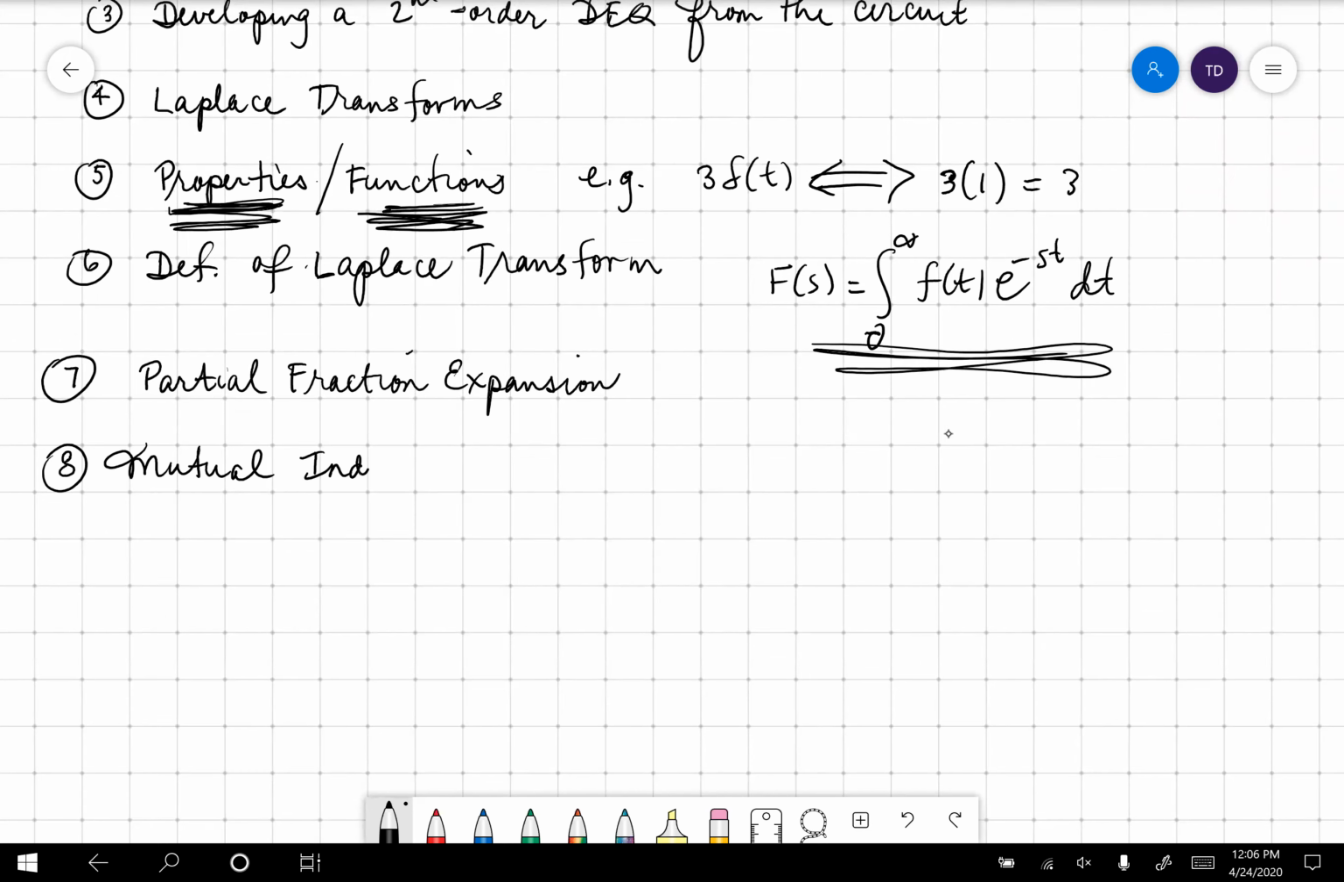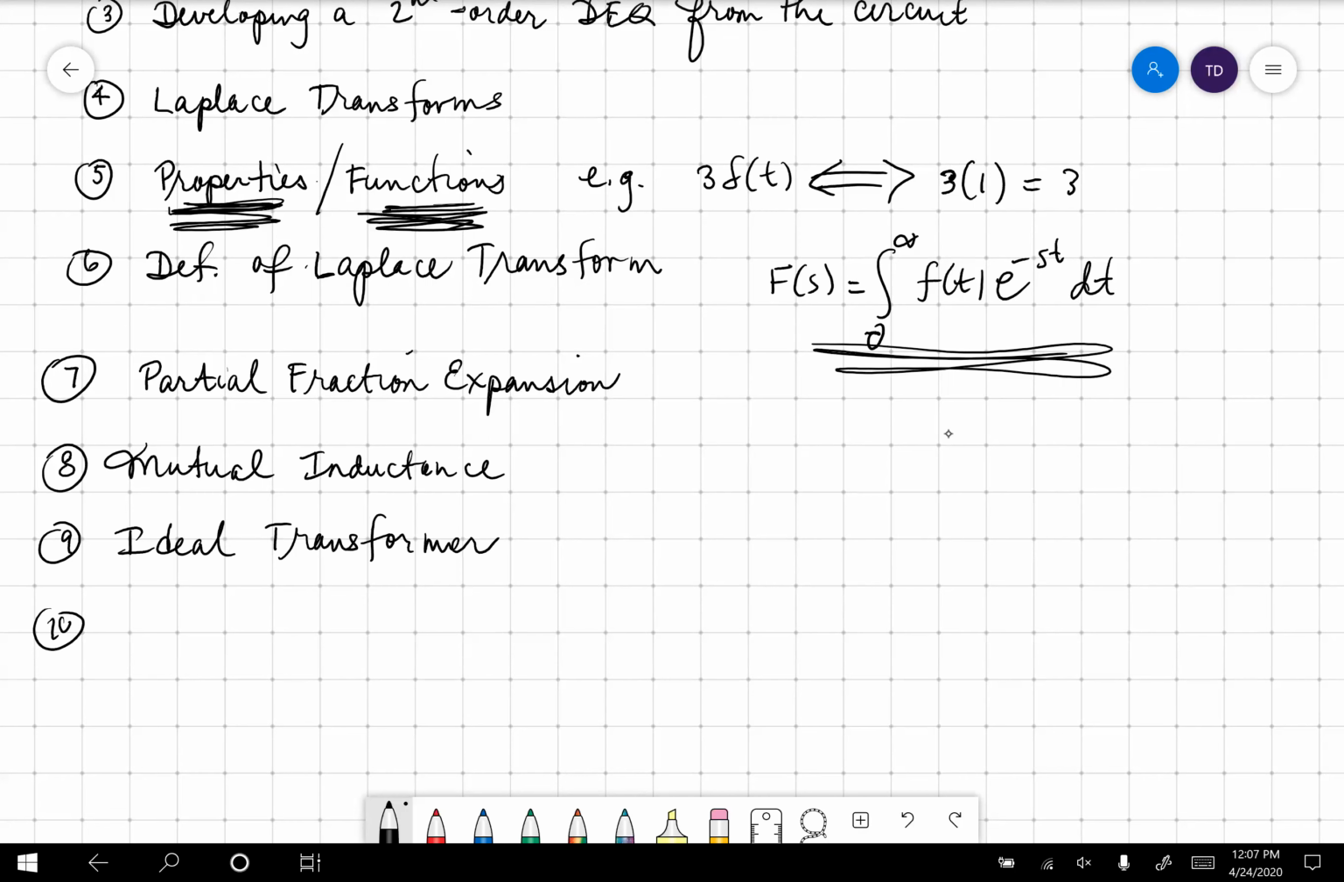So mutual inductance. An extension of mutual inductance was the ideal transformer. So we looked at the linear transformer and the ideal transformer. I would focus on the ideal transformer, not the linear transformer. Most of what we do is the ideal transformer.